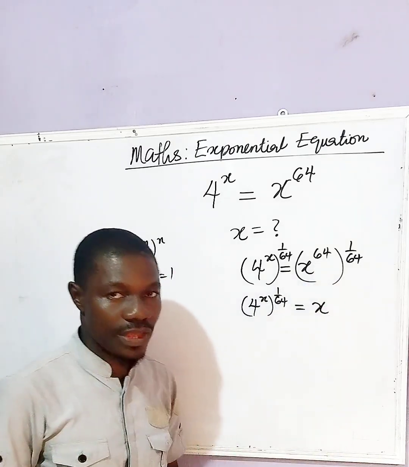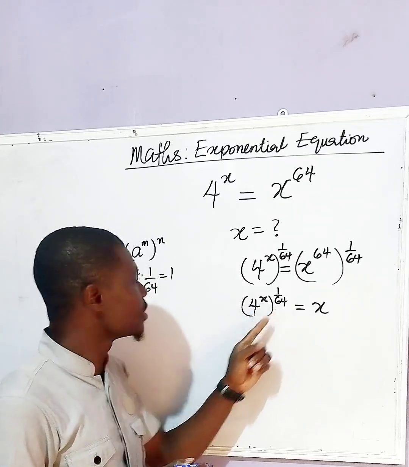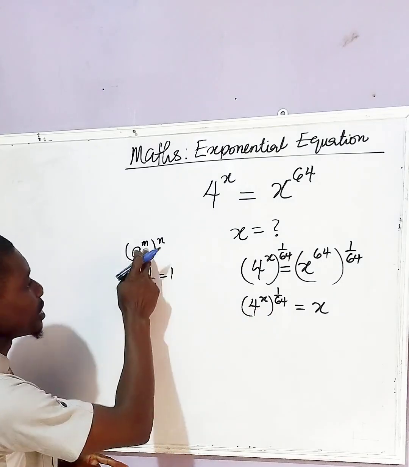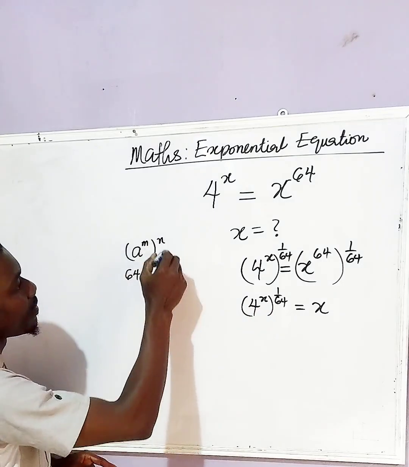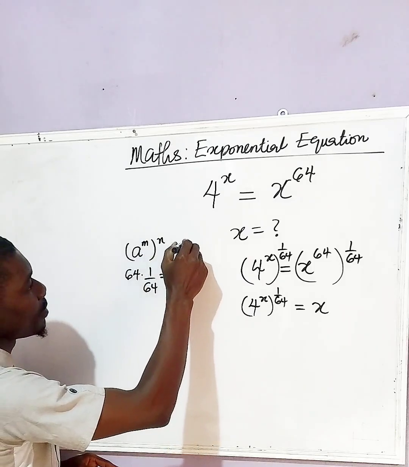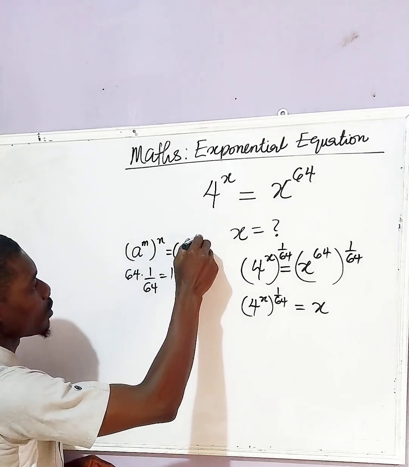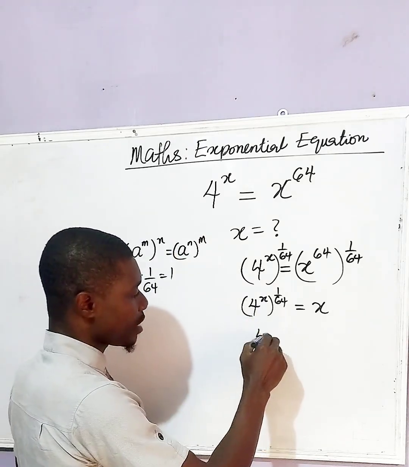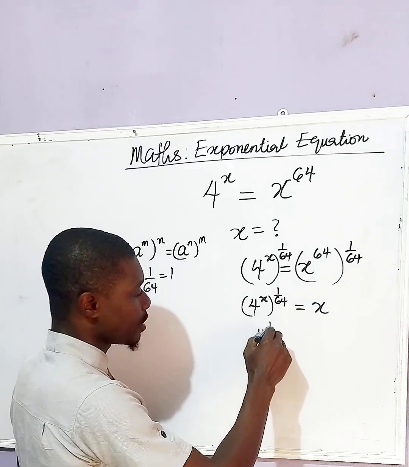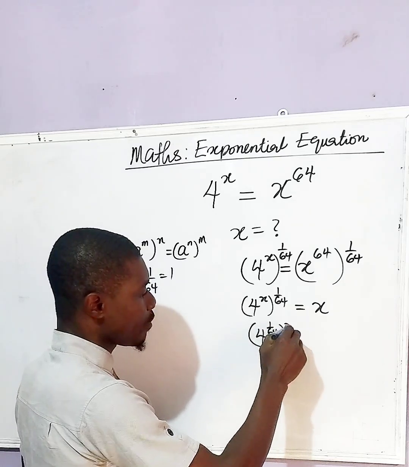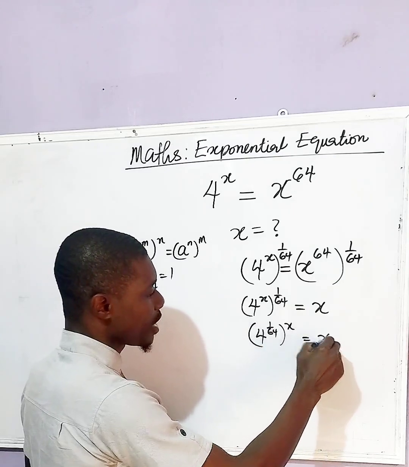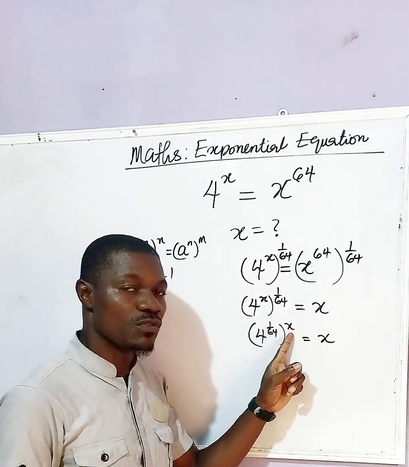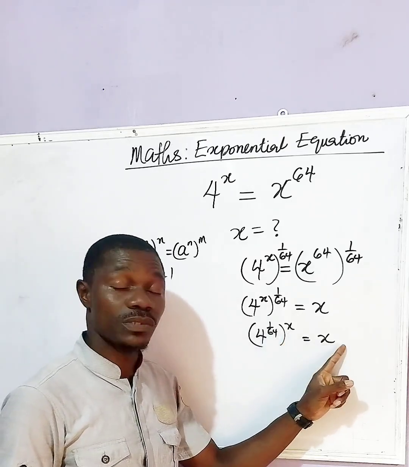Now on the right we have x. Let's take note that we can also swap this exponent, which means we can have a raised to the power of n, raised to the power of m. If we apply that rule here, we have that 4 raised to the power of 1 over 64, raised to the power of x, then equals x.